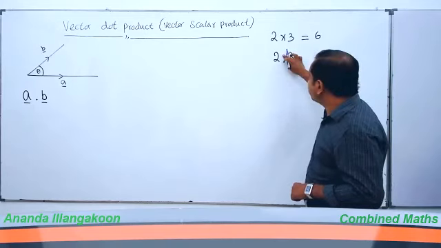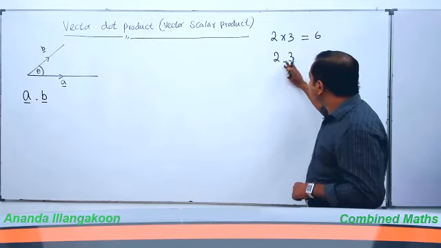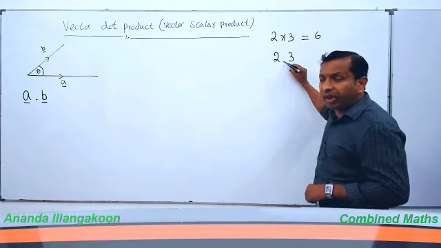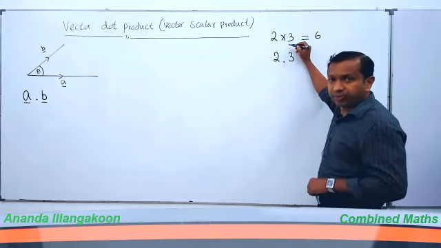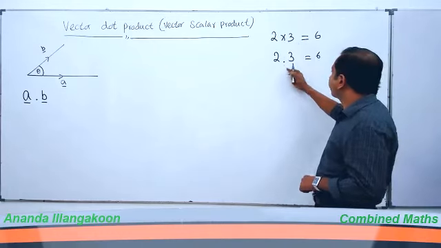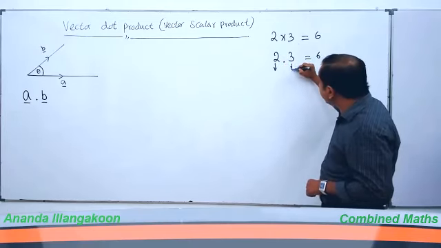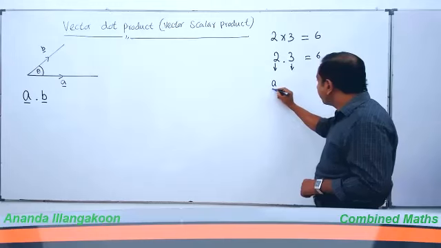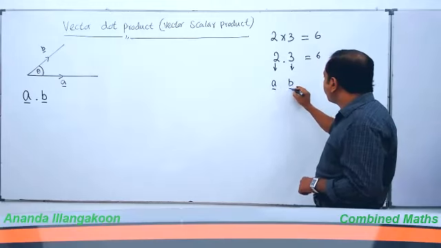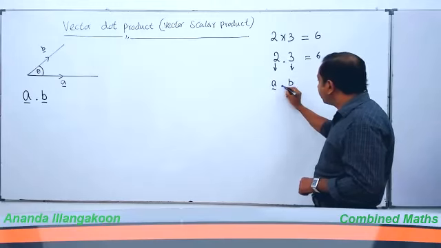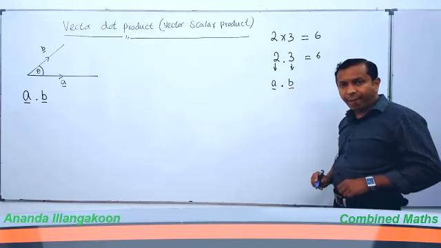So therefore, this dot is put here. This dot also, people, has the meaning of multiplication. This also is 6. People, now in place of this 2 and 3, if we put A and B, two vectors with the dot here, right?